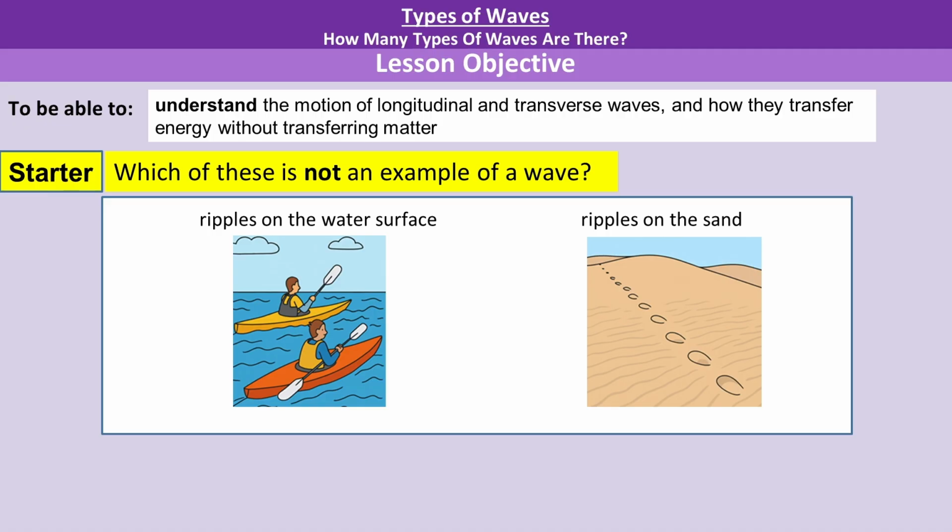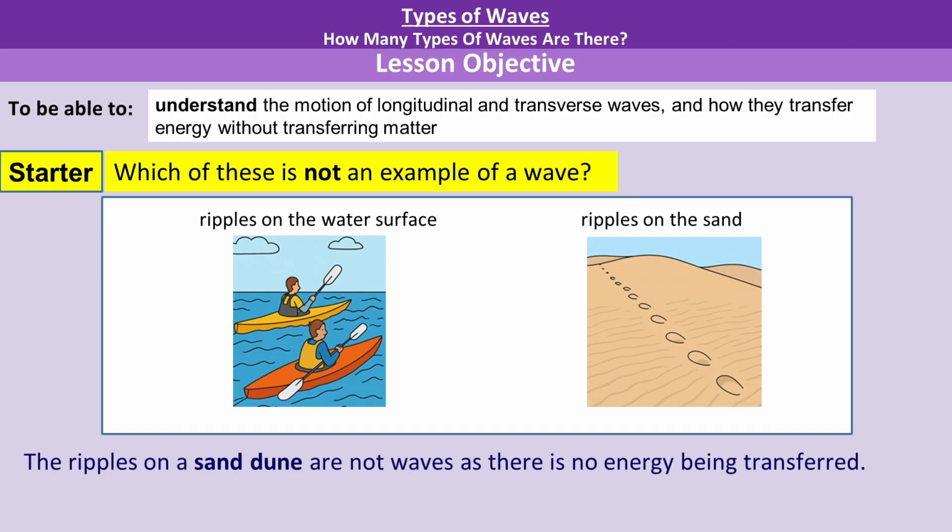Ripples on the water surface or ripples on the sand? The answer is the ripples on the sand. It's not a wave because there's no energy being transferred.